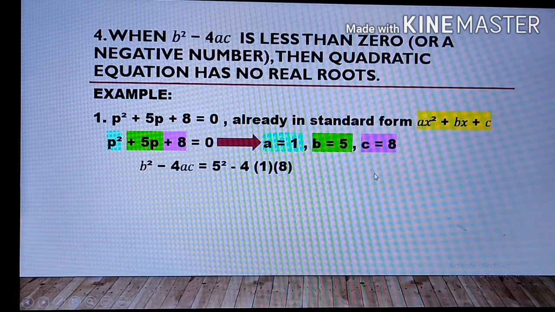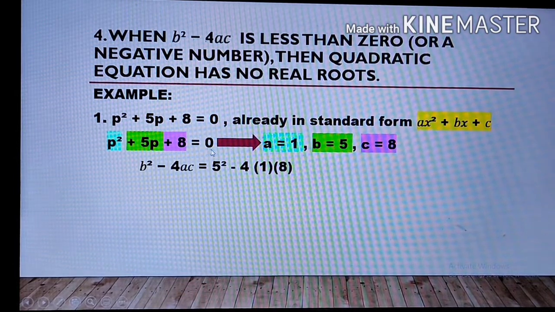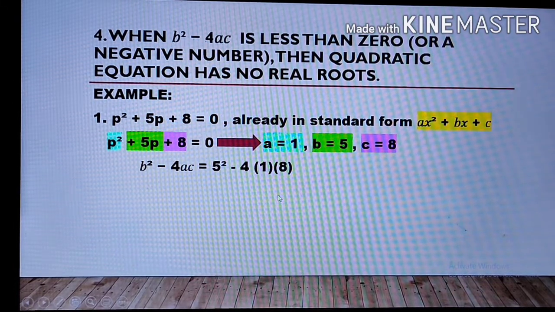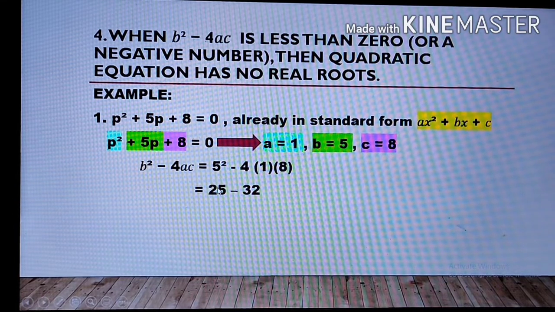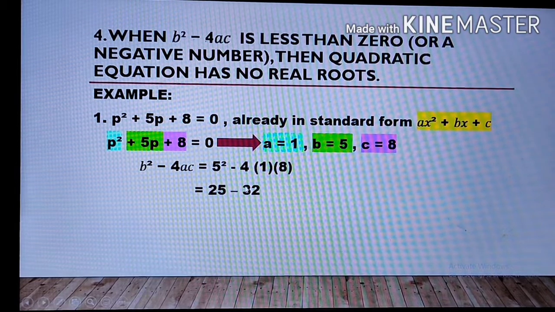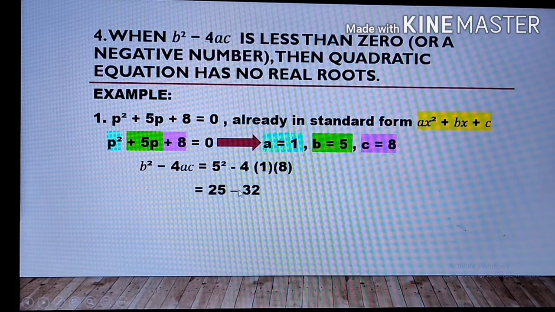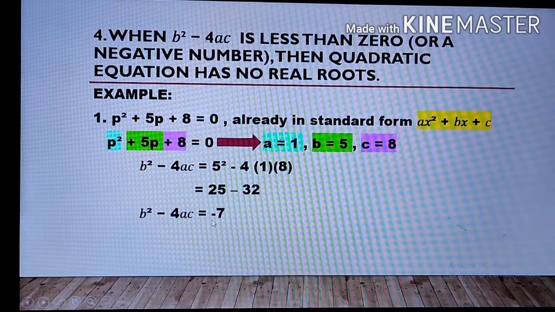Then, next, substitute the values to the formula b squared minus 4ac. So, our b is 5. So, 5 squared minus 4. Copy 4 lang, kasi constant. Our a is 1. Then, c is positive 8. So, 5 squared, 5 times 5 is 25. Minus 4 times 1, negative 4 times 1 is negative 4. Then, negative 4 times positive 8 is negative 32. So, 25 minus 32 is equal to negative 7.